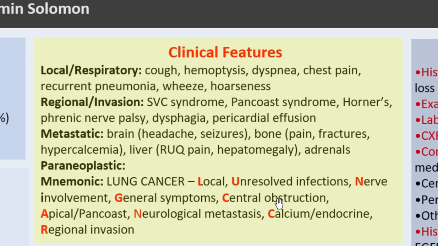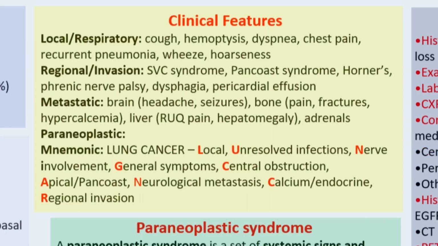We can have central obstruction, that is superior vena cava syndrome. Apical or the Pancoast tumor, which is the Pancoast syndrome. We can have neurological metastasis, which is metastasis to the brain, that is the headaches and seizures. Then when we have calcium abnormalities, and with calcium it should be remembered that there are also other endocrine abnormalities. And then we have regional invasion.